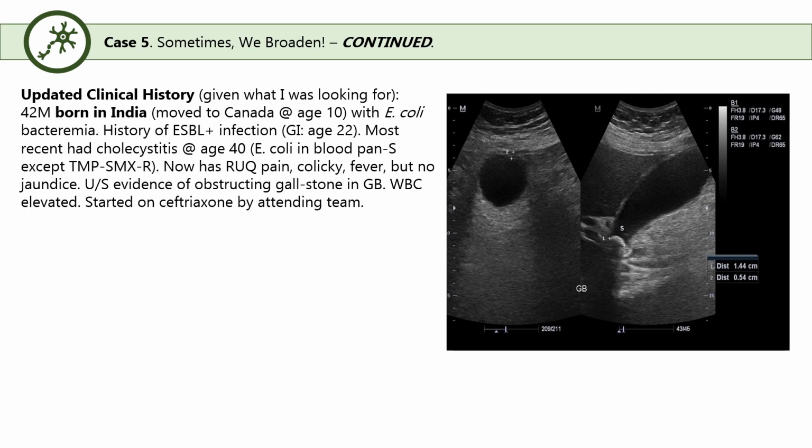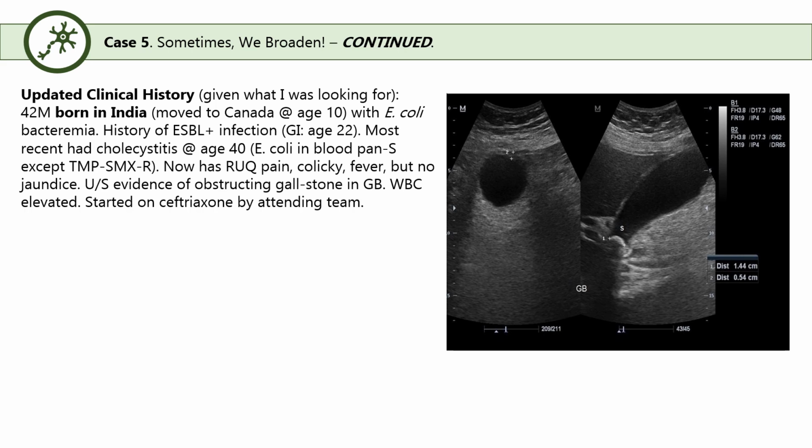source. More recently, at the age of 40, which is 2 years ago, he had a cholecystitis complicated by E. coli bacteremia, although this E. coli was actually pan-sensitive, except for resistant to TMP-SMX. Now he presents with new right upper quadrant colicky pain, fever but no jaundice, and his ultrasound is demonstrative of an obstructive gallstone in the cystic duct. He has a leukocytosis, and as previous, his team had started ceftriaxone.